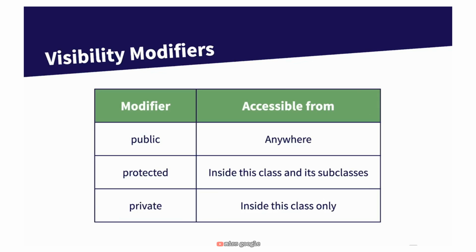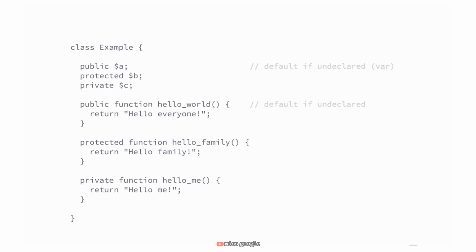Let me show you how we declare these modifiers. Here I have a class called example, and you'll notice that when I declare the three properties, A, B, and C, I don't use the keyword var at all. Instead, I declare it with this visibility modifier, public, protected, or private. Now, if we use var, it's the same thing as being public by default, but it's a better practice to actually use the word public than to use var. We've been using var so far only because we didn't know about visibility modifiers yet.